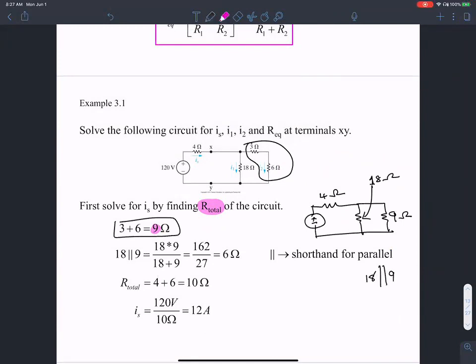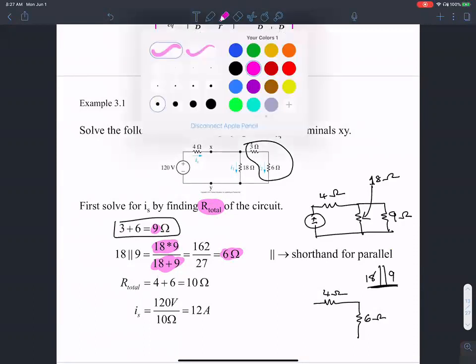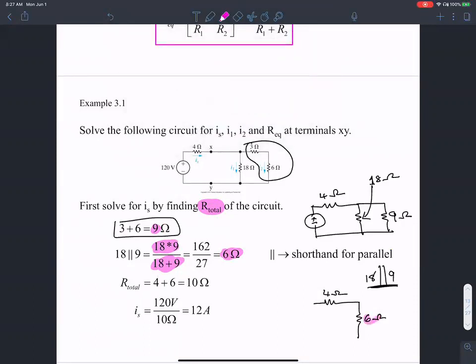So I can use the closed form approach, product over sum, to find the equivalent resistance, which gives me 6 ohms. So now I can simplify this to be 4 ohms in series with 18 in parallel with 9 ohms, which is 6 ohms. Apply your sanity check here. The equivalent resistance of 18 in parallel to 9 is found to be 6 ohms, which is less than the lowest of the resistances here.